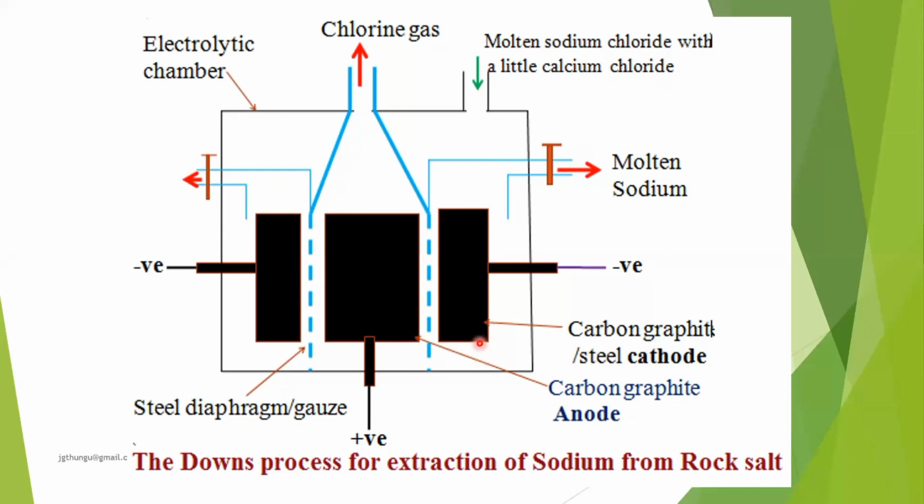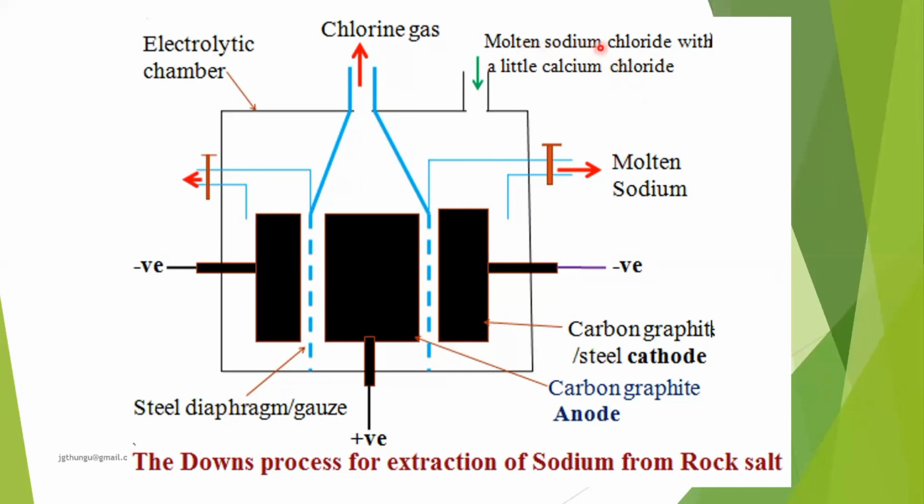Thank you. So I was saying, look at this structure, the steel diaphragm, and where it is situated. From the top up to the bottom of the cell, on both sides, it is encasing the anode. The purpose of the steel diaphragm, and this is a common question that we ask, is to prevent chlorine and sodium from recombining. It is made up of steel.